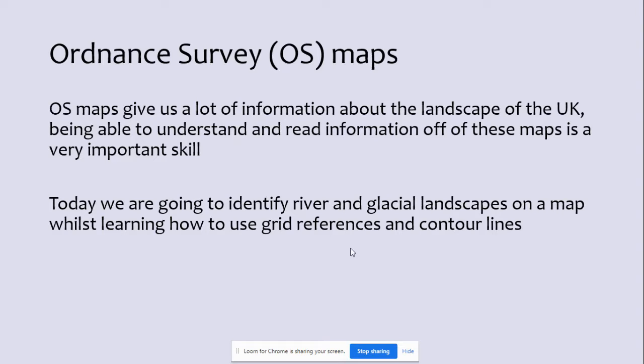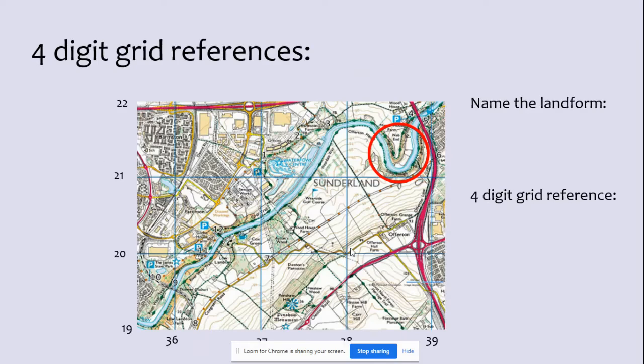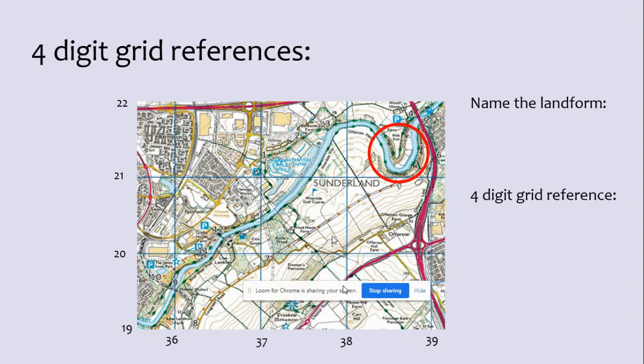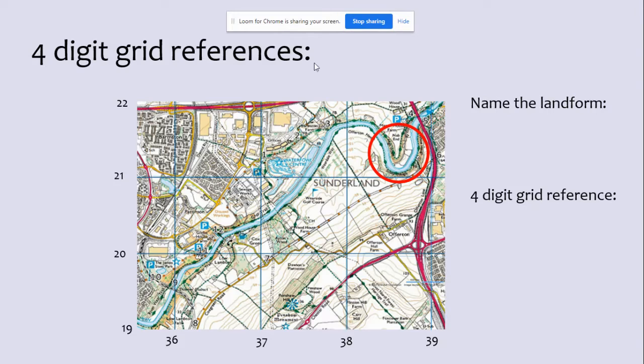So we're going to try and identify some river and glacial landscapes on a map, and whilst we're doing this, we're going to learn how to use grid references and contour lines. Firstly, we're going to look at 4-digit grid references. I'd like you to name this landform that I've circled here, try and jog your memory a bit. We can see it's a bend in the river, but what's the proper name for it?